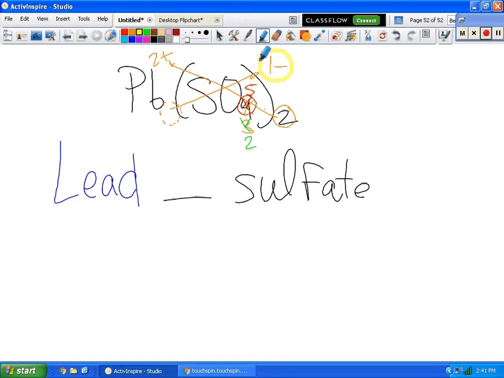Is it, anyone? No. What is it supposed to be? 2. So what do I do to both of those numbers? Very good. I'm going to multiply both of these things by 2. That gives me 2 minus. This gives me 4 plus.